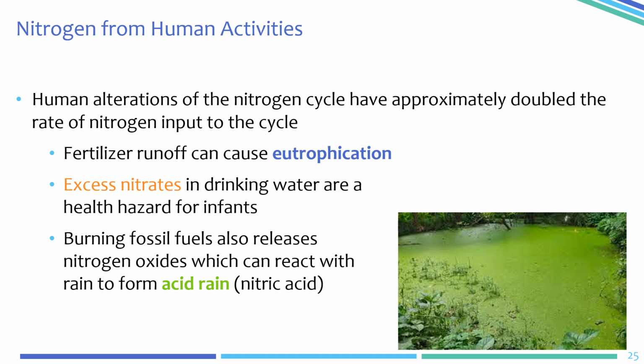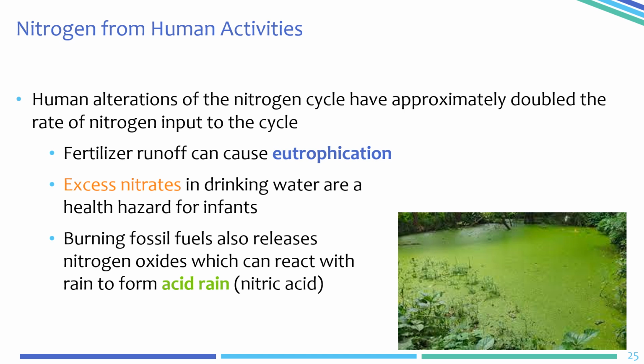So just like phosphorus, nitrogen release into the environment can artificially increase the nutrients available, which can in turn throw our ecosystem out of whack when you have organisms that are blooming when they're not supposed to. So again, fertilizer runoff from agriculture and lawns, etc., can cause eutrophication.